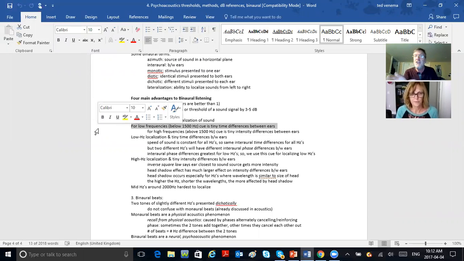The tiny time difference is what I'm going to use to localize low frequency sound. Okay, because low frequencies are longer. Low frequencies have long sound waves. Remember we learned in acoustics that lows bend and highs bounce? Well, if I'm turned sideways and you're talking to me, the low frequencies are going to have longer waves. They will bend around my head. So my left ear in this case will hear your voice a split second before my right ear. That helps me localize sounds below 1500 hertz.